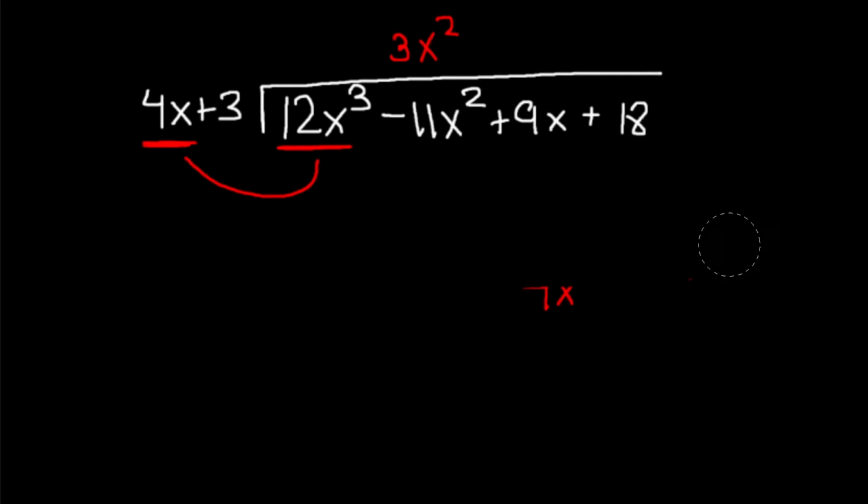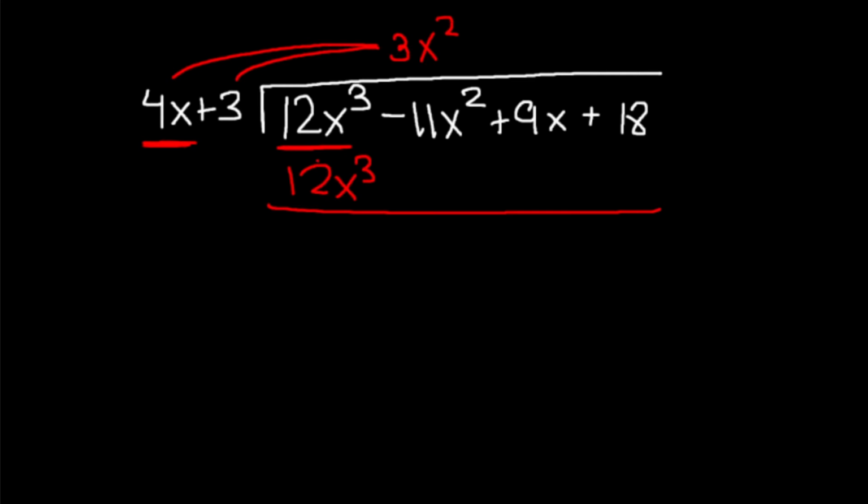Alright, so let's clear up some space right here, and now you're going to ask yourself 3x squared times 4x and 3x squared times 3. When you multiply 3x squared by 4x, you're going to get 12x cubed, and when you multiply 3x squared by 3, you're going to get 9x squared. Alright, so you're going to subtract these. 12x cubed minus 12x cubed is going to cancel out. Minus 11x squared, and you're going to minus 9x squared. So that's going to give you 20x squared.